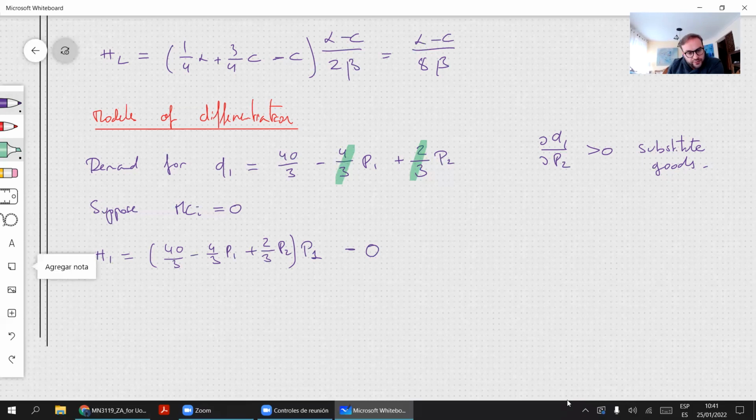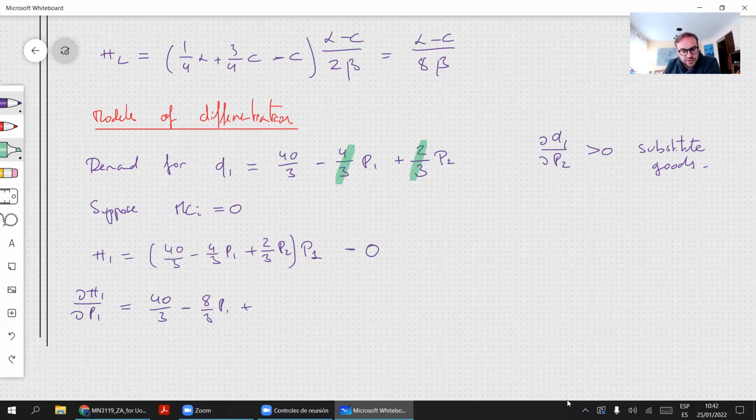If I derive my profits, so I'm setting prices, I'm deriving by my own price. So this is going to be 40/3 minus 8/3 of P1, because again, P1 is going to be multiplied by itself. So it gives me a square, and when I derive this, the 2 is going to be in front of everything.